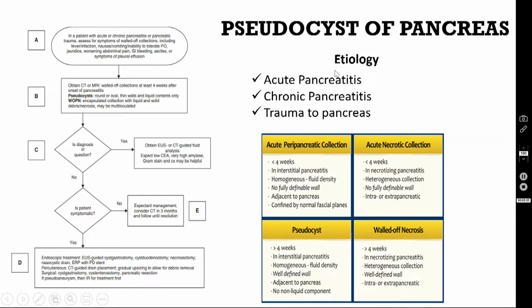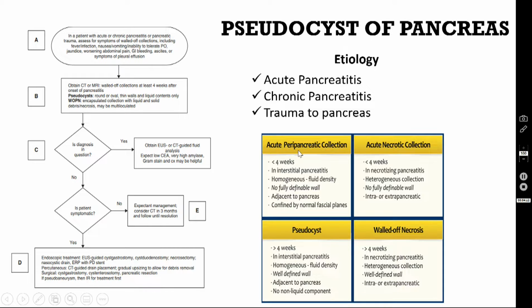So coming to the etiology of pseudocyst of the pancreas, this could be because of acute pancreatitis, chronic pancreatitis, or trauma to the pancreas. The walled off collections can be classified into four types. It could be an acute peripancreatic collection, if it is less than 4 weeks duration, and eventually it will turn into a pseudocyst if it lasts for more than 4 weeks.